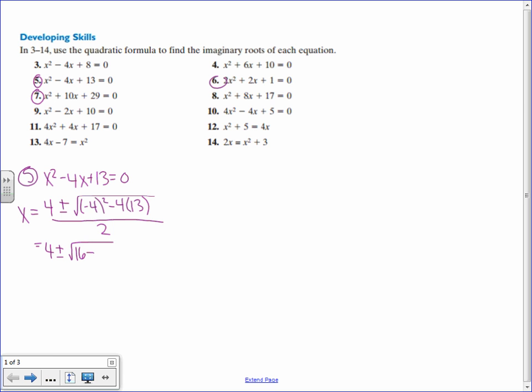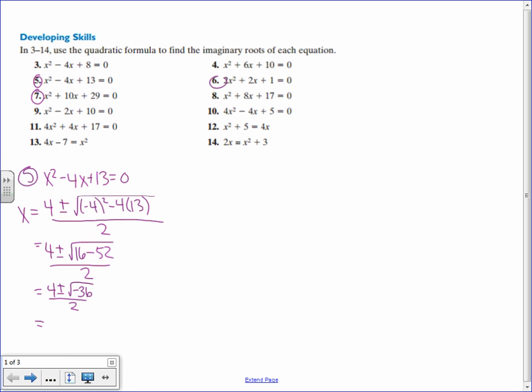So that's going to be 4 plus or minus the square root. Negative 4 squared is positive 16, minus 4 times 13, which is 52, all over 2. 16 minus 52 is negative 36. This is how we know that we're going to end up getting imaginary roots, because we have a negative under the square root.